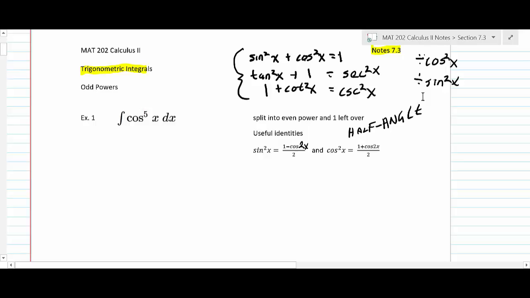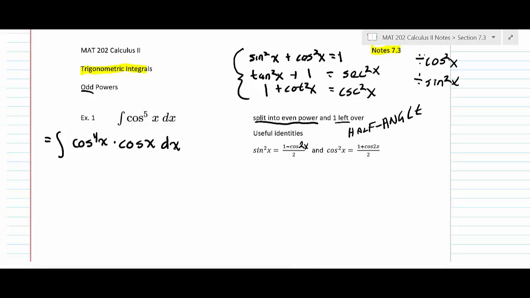So here's the idea. We're going to look at different strategies. If you have an odd power, and we're going to focus on odd powers, you usually split this into an even power and one left over. So to start, we're going to write this as the integral of cosine to the fourth of x times the cosine of x dx. The reason you do that is that when you're doing an integral of a cosine, you would like there to be a sine in there too for u-substitution, right? Sine and cosine both need to be there.